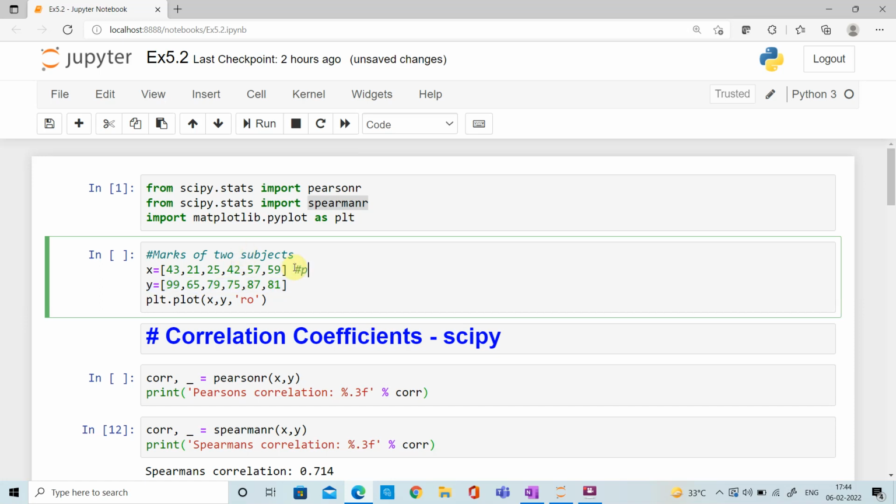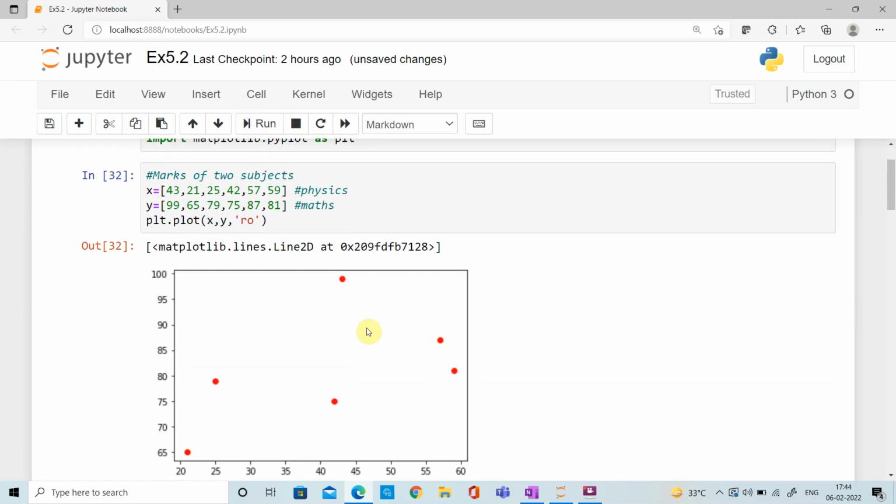For example, it may be physics and this may be maths. So I need to find out the correlation between these two subjects. To see how it is correlated, I am running the code. I have plotted it so that I can check that yes, there is a linear relationship, because when the x increases, there may be some increase in the y. So it may be a positive correlation.